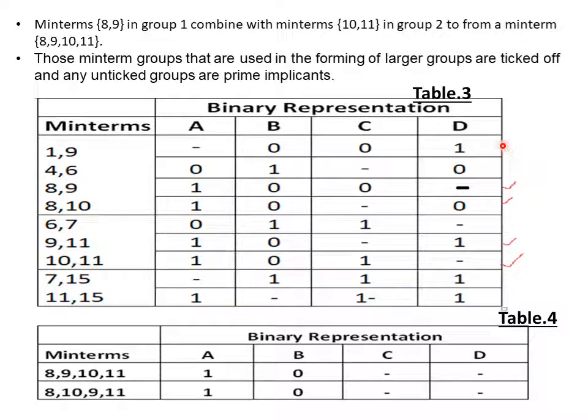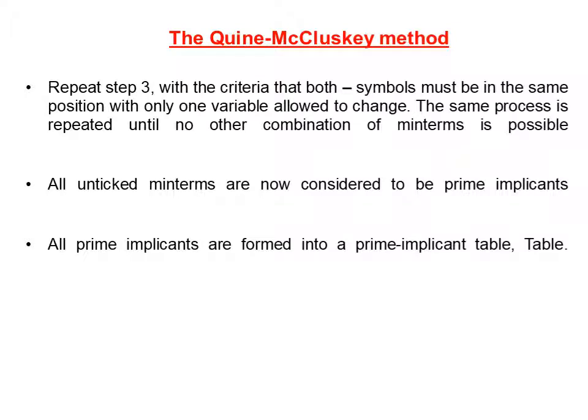The remaining combinations we write as they are. These remaining combinations we are going to write in the prime implicant chart. Now all the unticked minterms from the first table to the last table are considered to be prime implicants. Now these prime implicants are used to form a prime implicant chart.